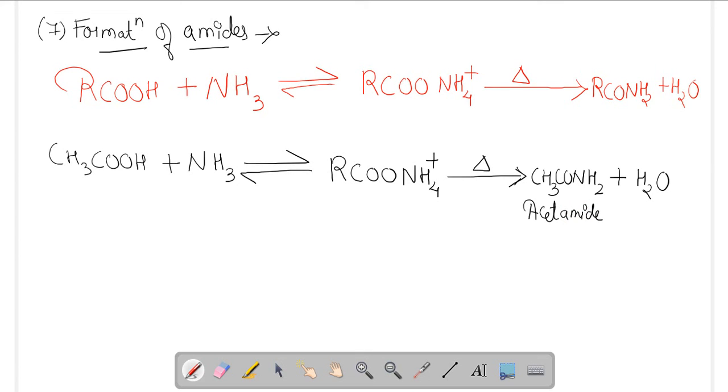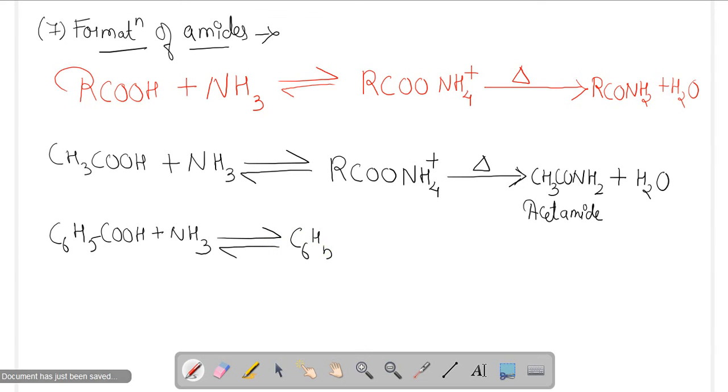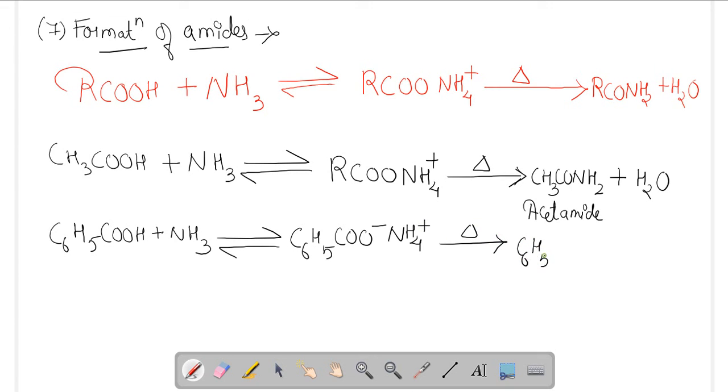In benzoic acid also the same compound formation will take place, that is C6H5COOH, benzoic acid. When it is reacted with ammonia, an adduct compound, that is the ammonium salt of benzoic acid, will form, and on heating this compound, benzamide and water will be formed. So benzamide.